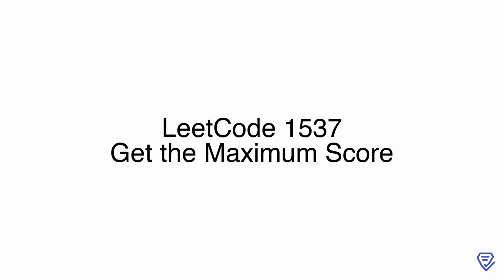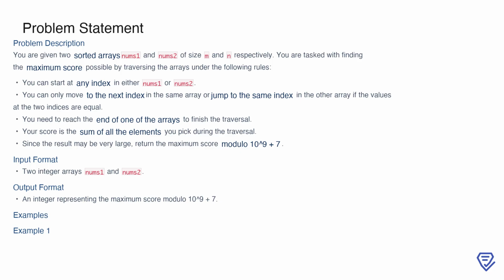Let's dive in. In this problem, you're given two sorted arrays, nums1 and nums2, and your goal is to find the maximum score you can achieve by traversing these arrays under specific rules. You can begin at any index in either array, and from there, you can either move to the next index in the same array or jump to the same index in the other array, but only if the values at those indices are equal. The traversal ends as soon as you reach the end of one array, and your score is calculated by summing all the elements you pick during the traversal.